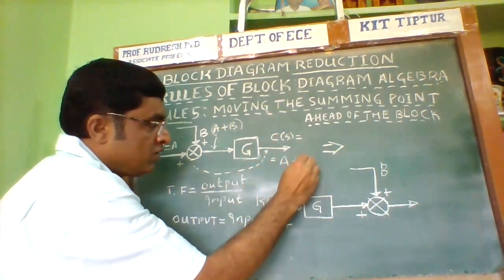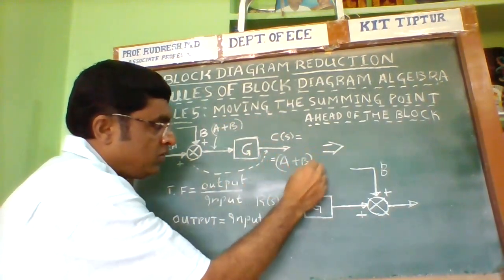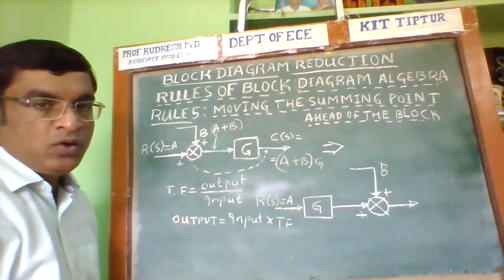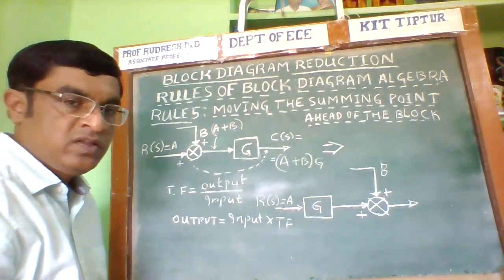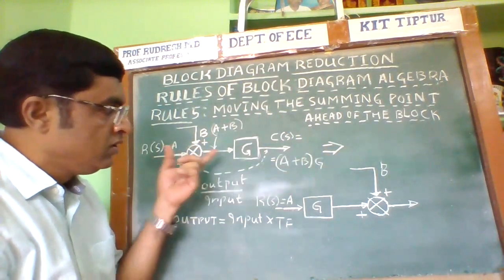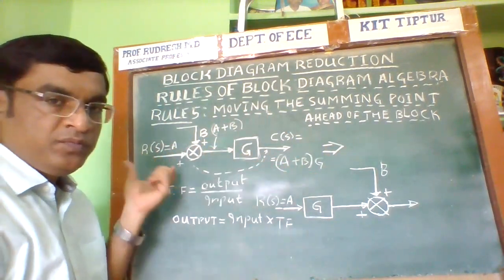The output of this is equal to (A plus B) into G. C of S is the output and R of S is the input. Therefore, this is the output, this is the input.